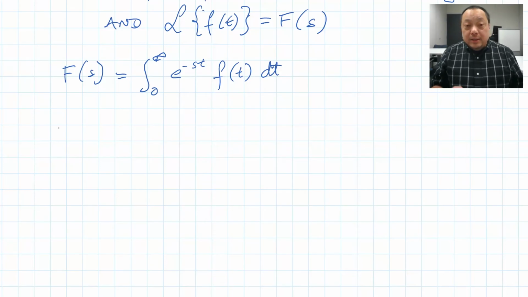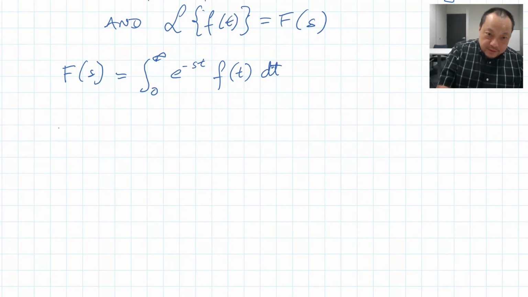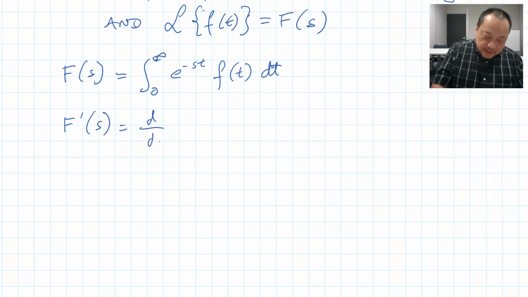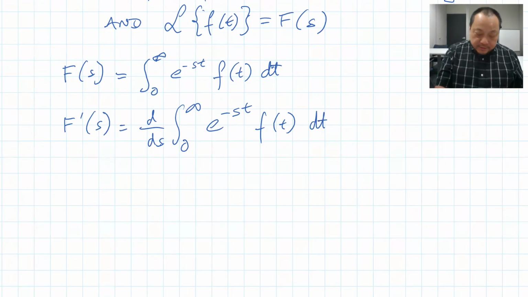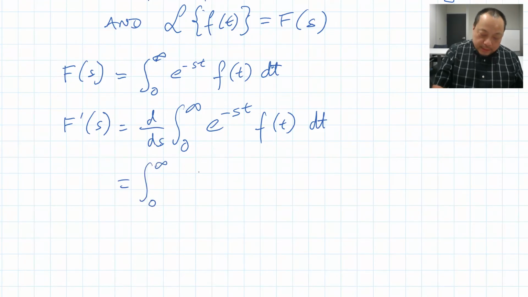Right, now, what is the derivative of F? The derivative of F, F prime of s, is equal to the derivative d/ds of this integral. How do we differentiate an integral? Well, in this case, since the inside of the integral is e to the negative st times f of t only, the function e to the negative st is continuous and its derivative with respect to s is continuous. So we're allowed to switch the order between the integral and the derivative. We're allowed to flip it around like this.